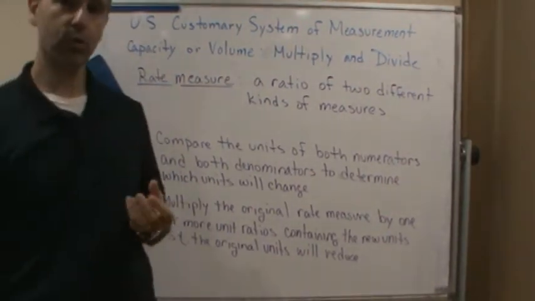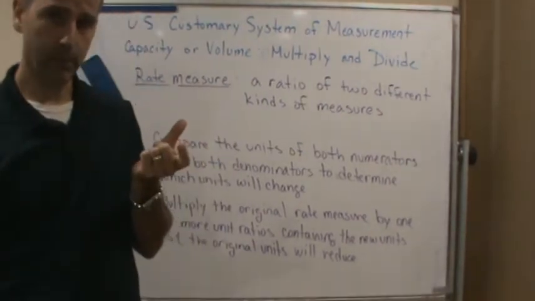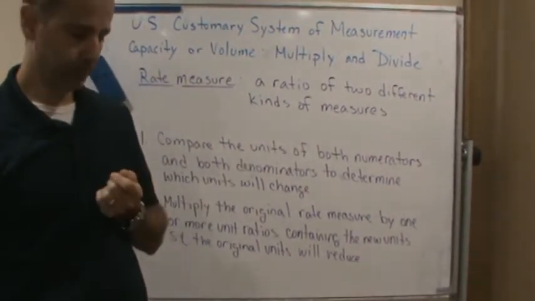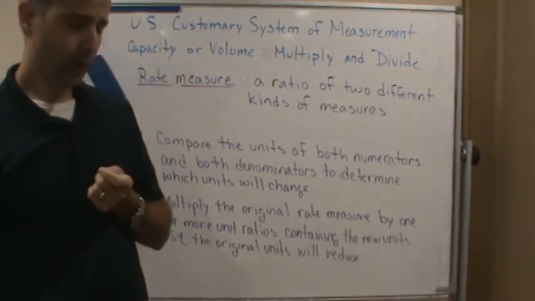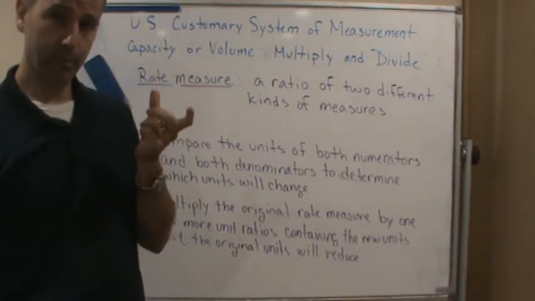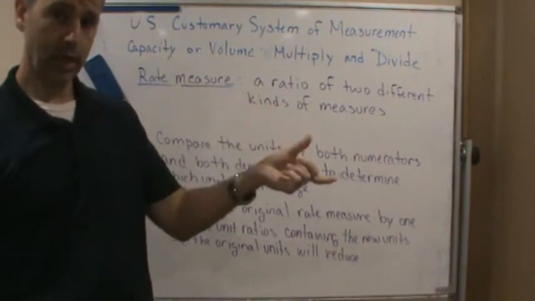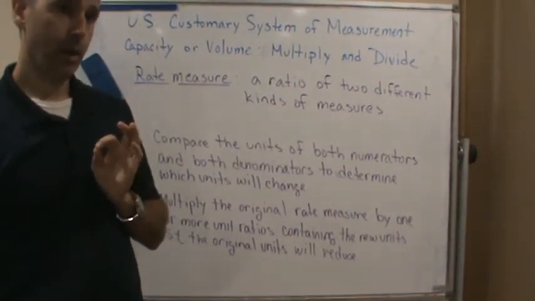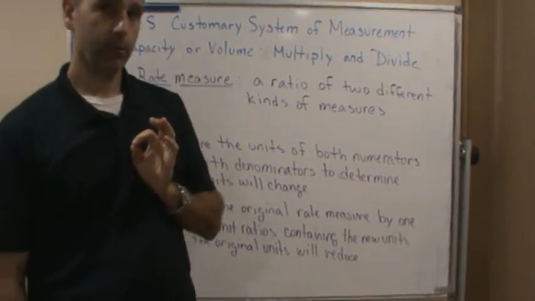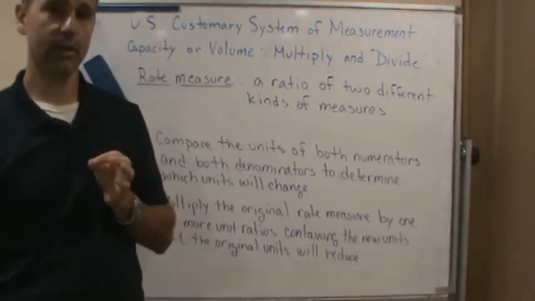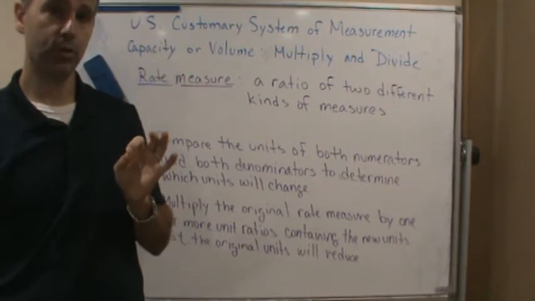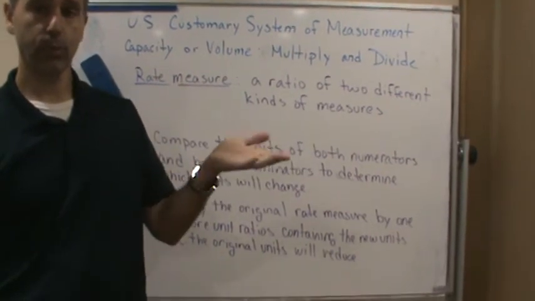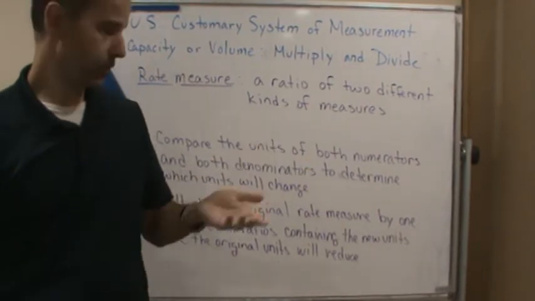So what if I want to convert one rate measure to another rate measure? Okay, for example, what if I want to change miles per hour to kilometers per hour? Or what if I want to change feet per minute, or let's say miles per hour into feet per second? Okay, that would also be another type of conversion. So how would we do that?